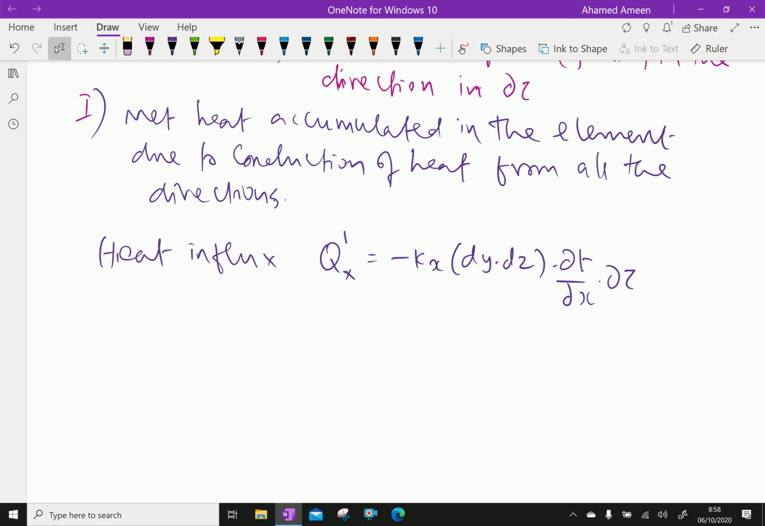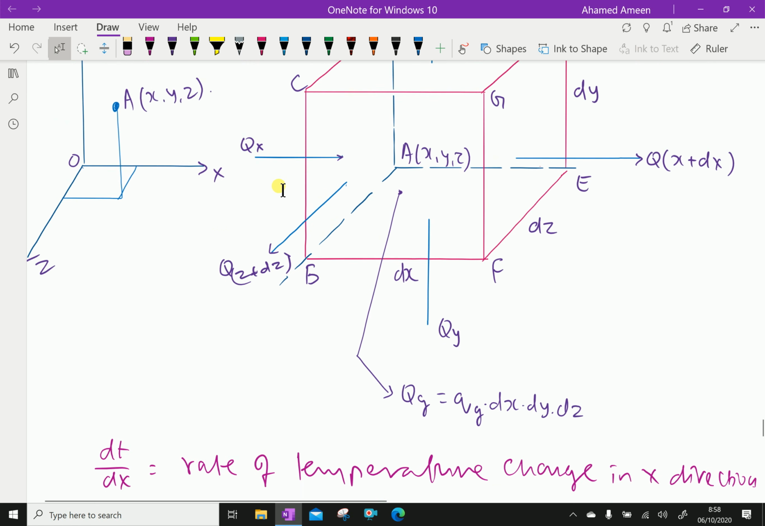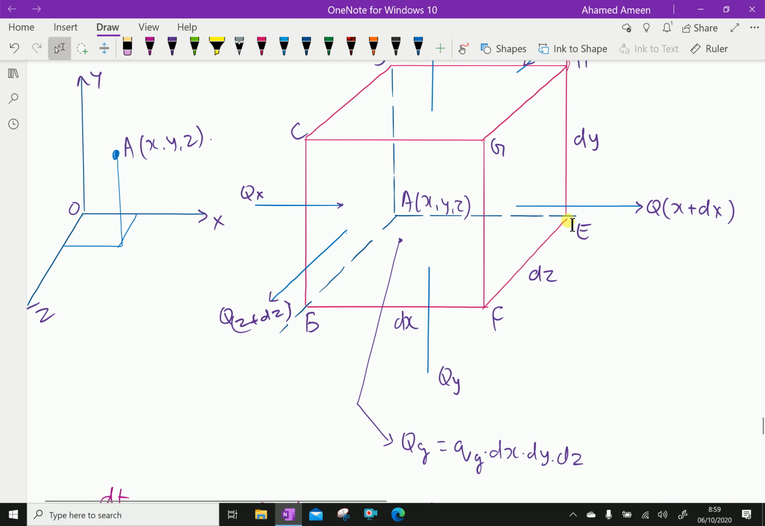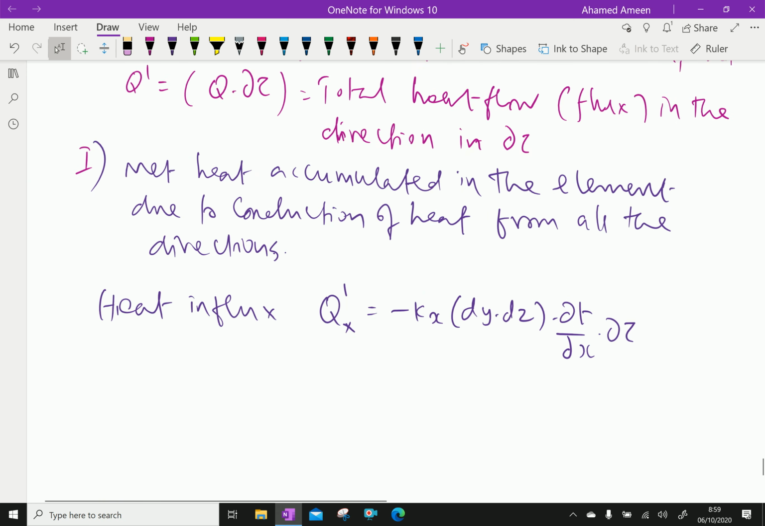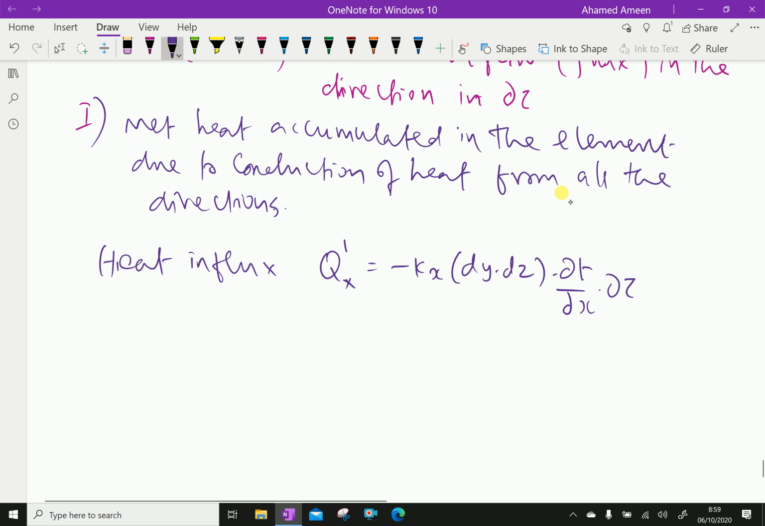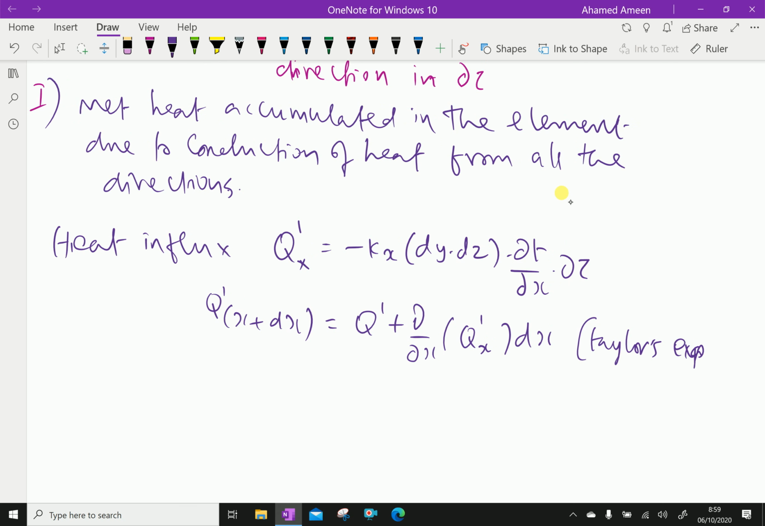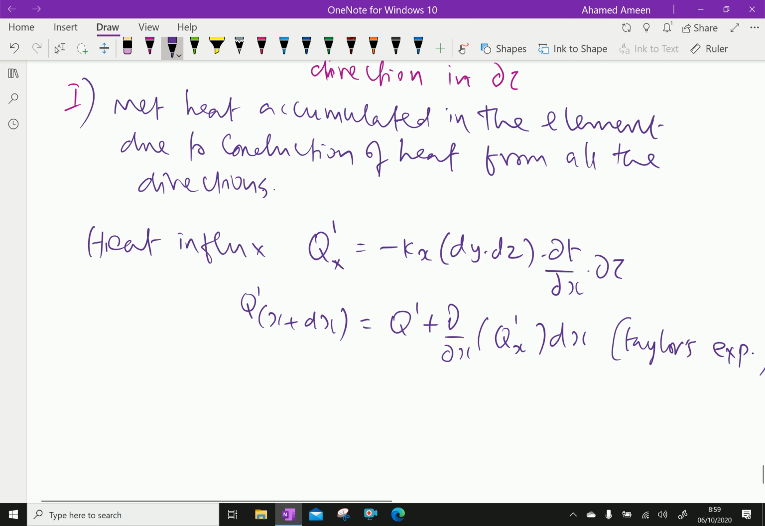During the same time interval dτ, the heat flows out of the right face. Here is the heat influx in this direction; at the same time, heat flows out in this direction, perpendicular to the face EFGH, and we can write Q'x+dx equals Q'x plus ∂/∂x of Q'x times dx, by using Taylor's expansion.